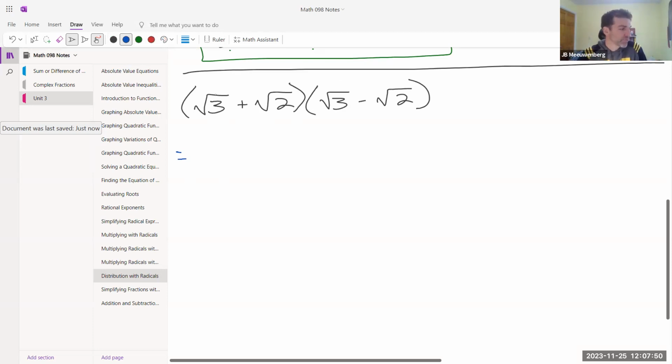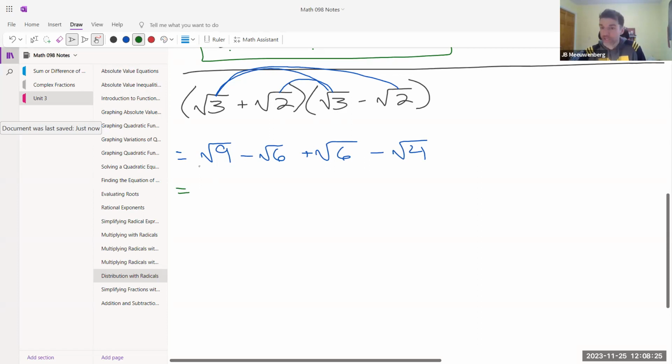So the first thing we'll do is radical 3, distribute that to radical 3, which is radical 9. And then we'll do radical 3 times radical 2, but it's minus, so it's minus radical 6. Then we'll go to this square root of 2, distribute that to the 3, it's a plus, so it's plus radical 2 times 3 is 6. And radical 2 times radical 2, one's plus, one's minus, minus radical 4. So let's do a little simplification here. The square root of 9, we can do that. It's just the number 3, so the radical's gone.